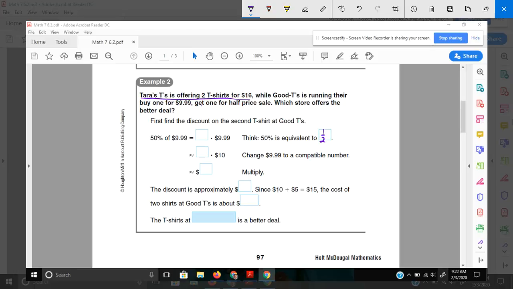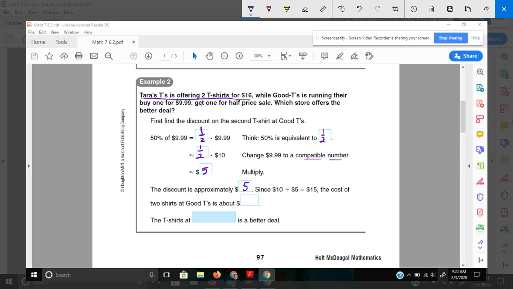Okay, so we're going to take a half times, and again, estimate your second number. Instead of making this complicated, let's add a cent and round it to 10. So we're thinking half times 10. When we changed $9.99 to a compatible number, half of 10 would be 5. Okay, so the discount is approximately $5.